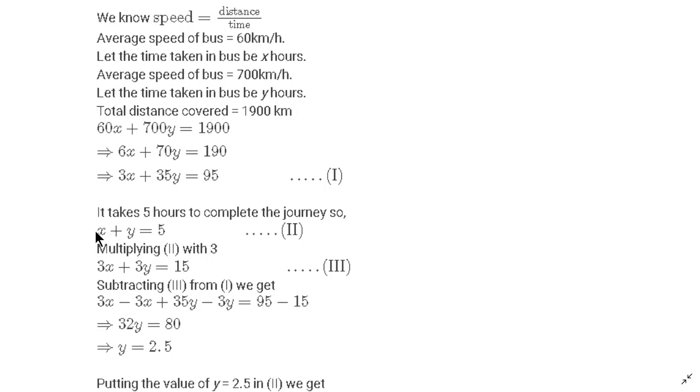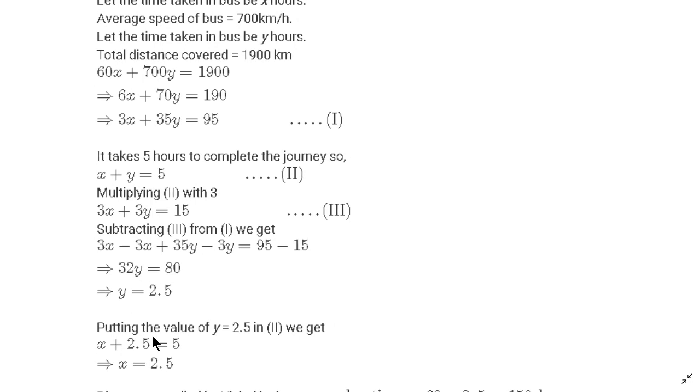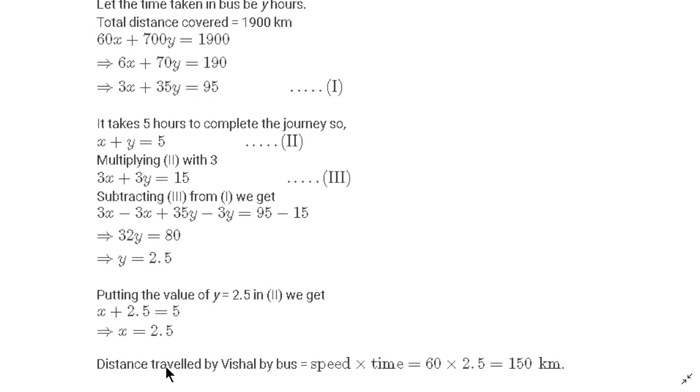We will multiply this equation by 3 so that the x terms cancel after subtracting. That's why we are doing it. We get y equal to 2.5 and x equal to 2.5. This means the same hours are used by bus and by aeroplane.